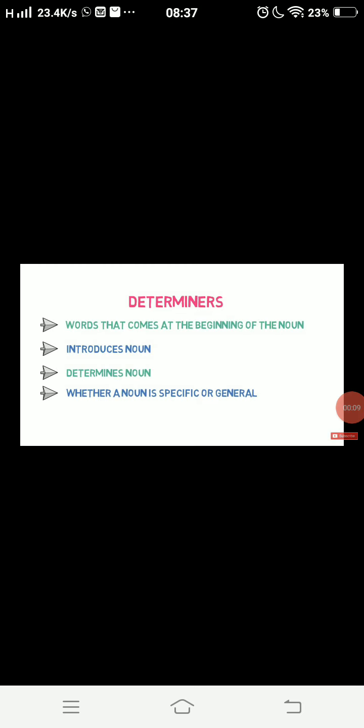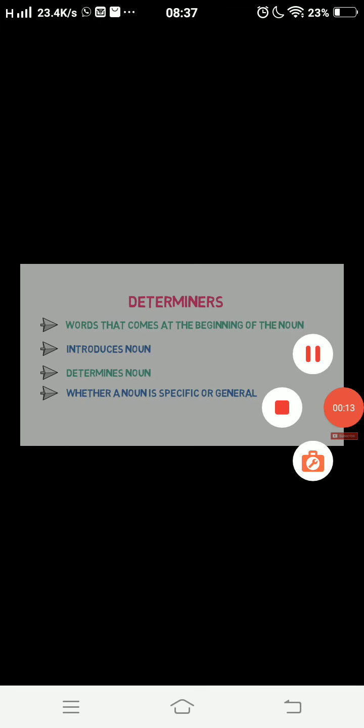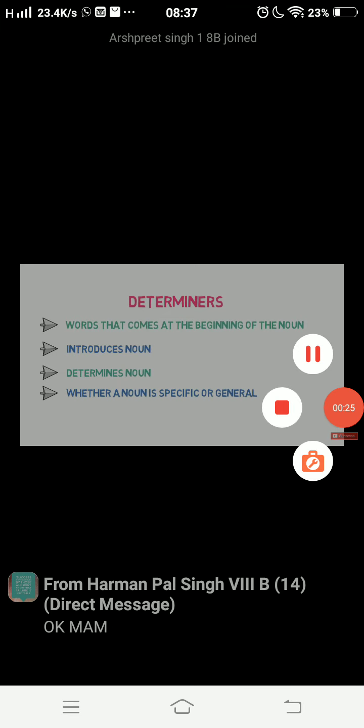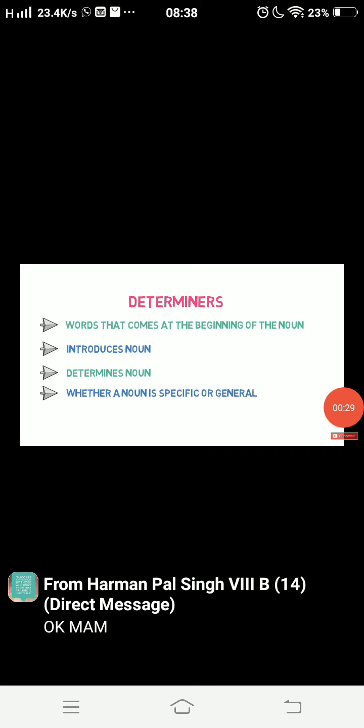Yesterday we were doing determiners. So, let's continue with the same topic we were not able to complete. Today we will be discussing exercise also from your grammar book. So, you all should be ready with your grammar books and pencils in your hand. Let's recall the concept of determiner that we were not able to complete yesterday.